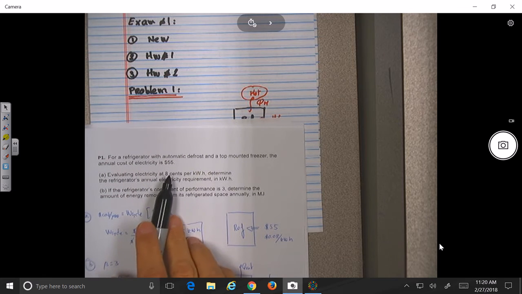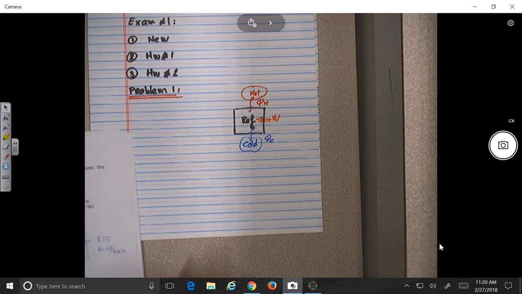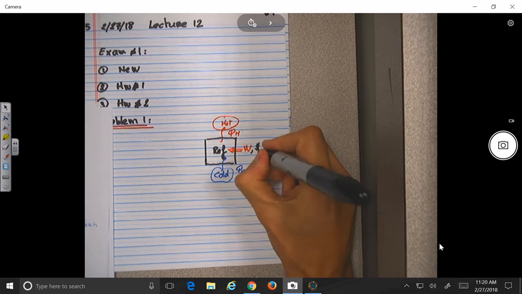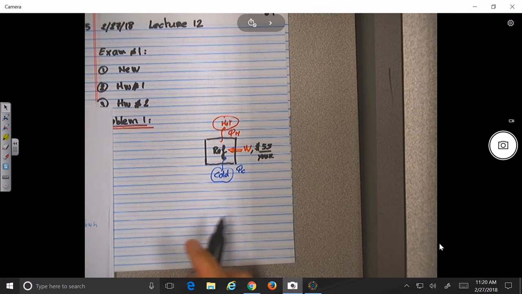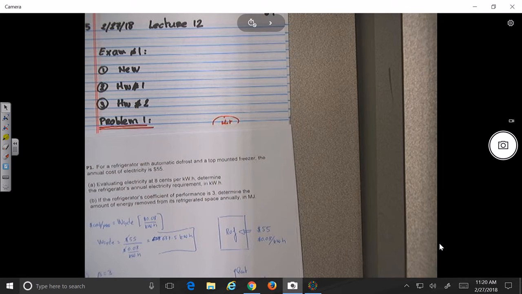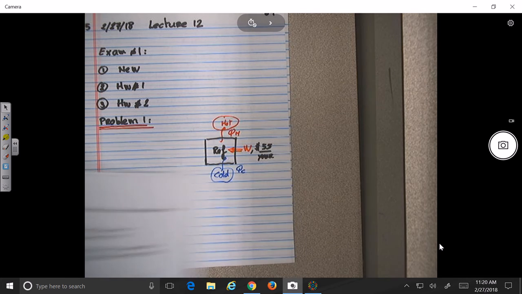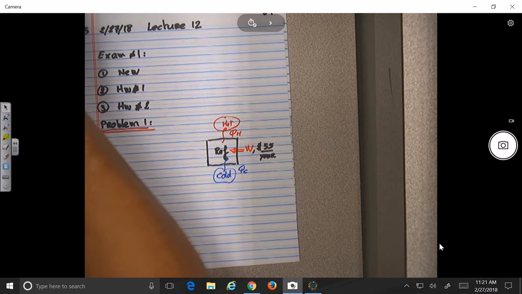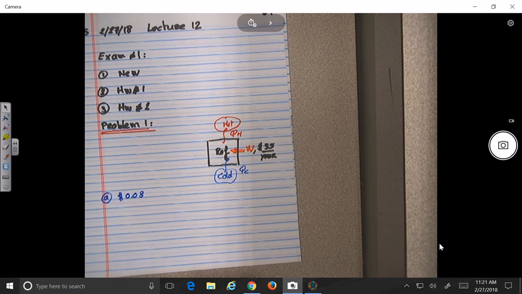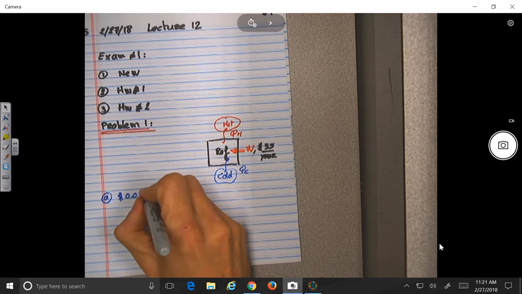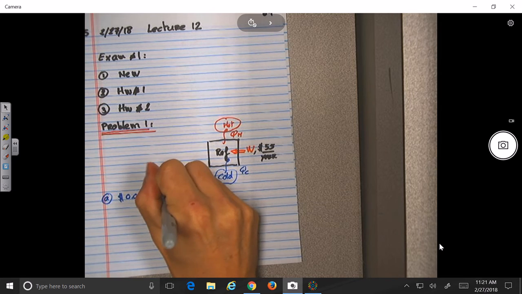Okay? So what do we know next? The annual cost of electricity is $50 per year. So $50 a year would be what? The amount of the power you are putting inside the fridge per year, no? Okay. So part A: evaluating electricity at 8 cents per kilowatt hour, determine the refrigerator's annual electricity requirement in kilowatt hours. So let's do part A. $0.08 per kilowatt hour.